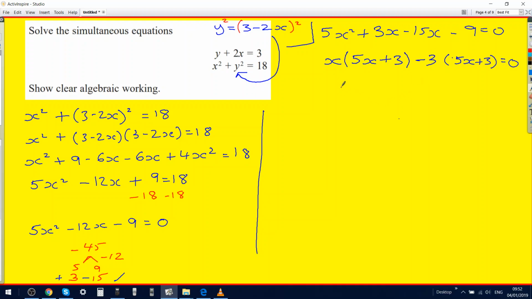Okay. Fully factorize. It's just 5x plus 3. And then the other bracket is the other 2.